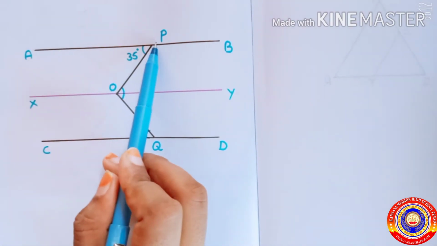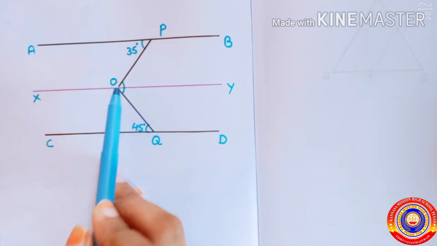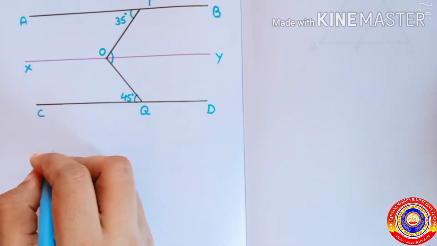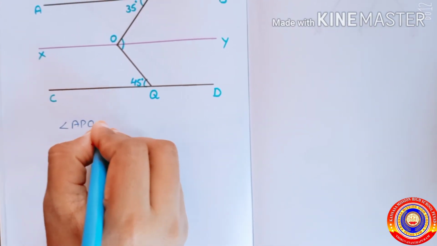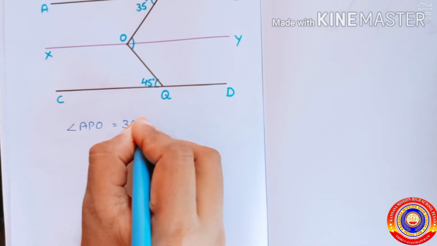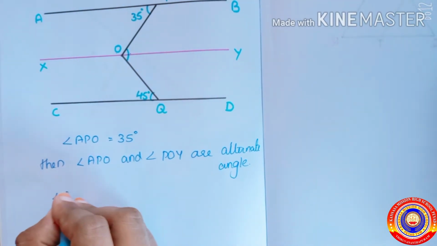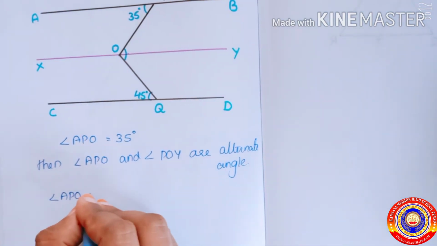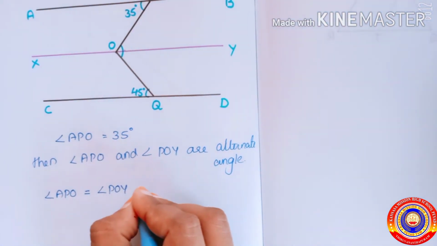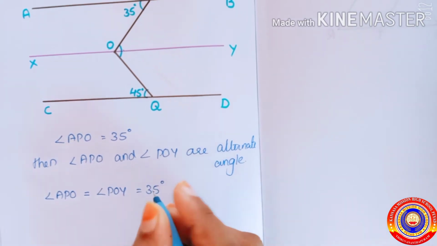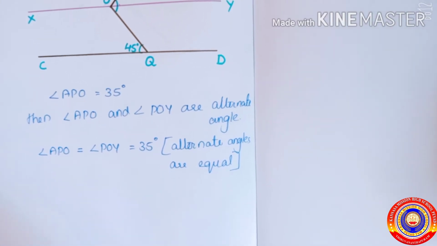Here, angle APO and angle POY are a pair of alternate angles. Angle APO is equal to 35 degrees, which is given in the question. That is, angle APO is equal to angle POY, which is equal to 35 degrees, because the pairs of alternate angles are equal.